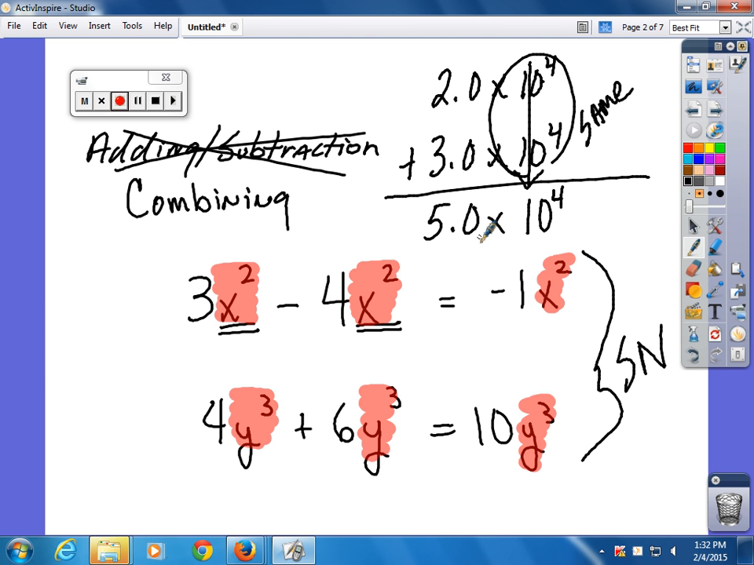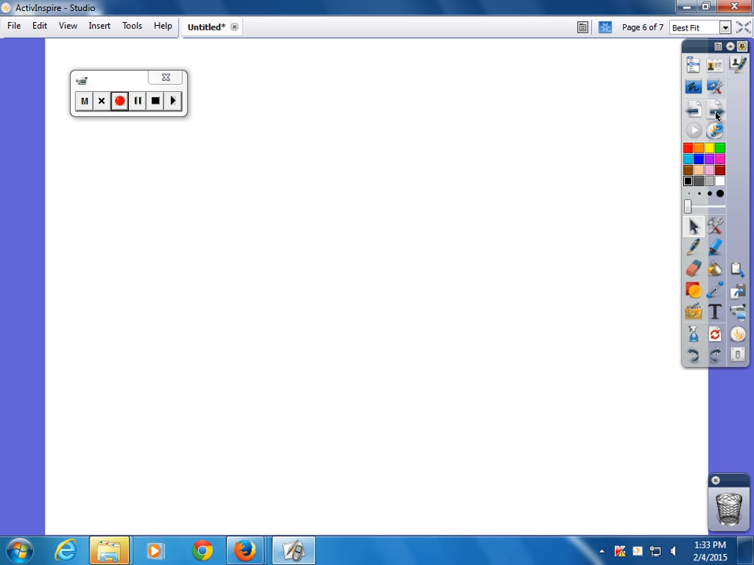In other words, they have to be the same for you to add or subtract them. These have to be the same right here for you to add or subtract. If not, then you have to do something different. All right. What is scientific notation? Well, you got to know the definition before you can learn how to do it.